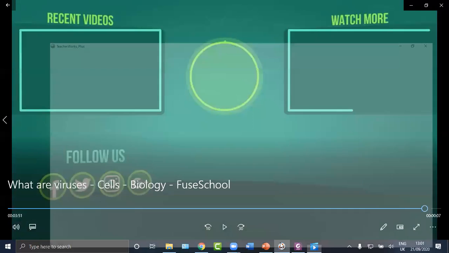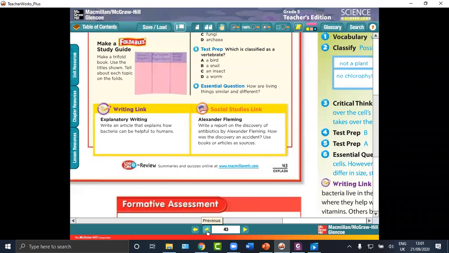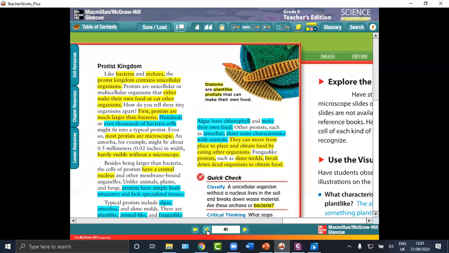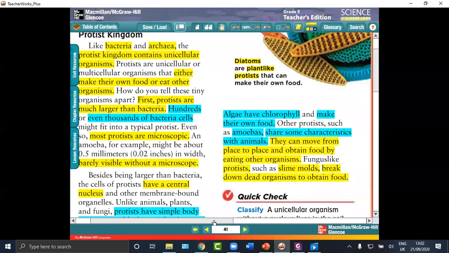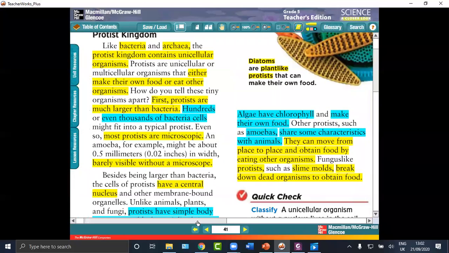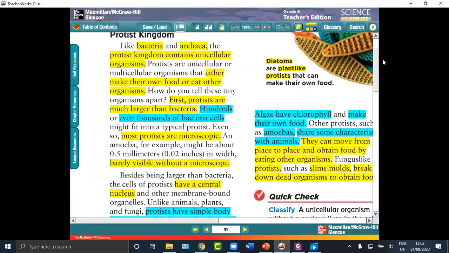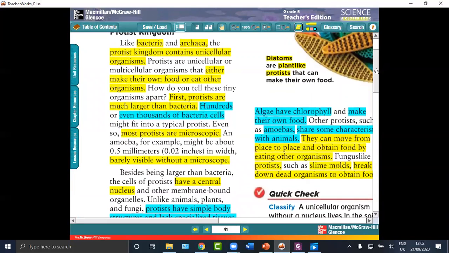Now open your book. Open your book, page 41. Put a highlight. To explain all this information, you can put a highlight. Bacteria, archaea. Like the plants, they make their own food.